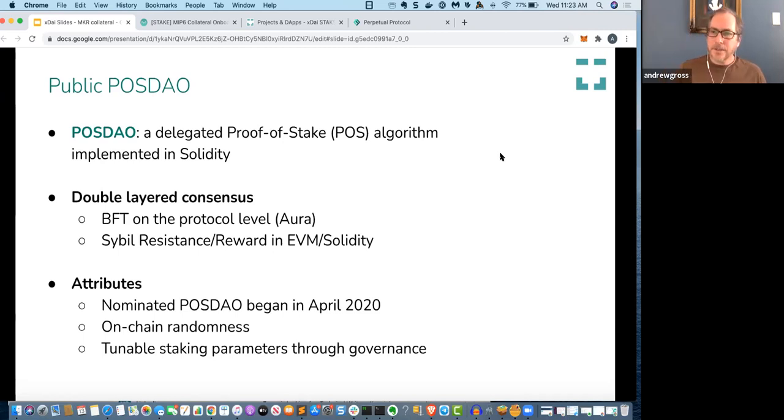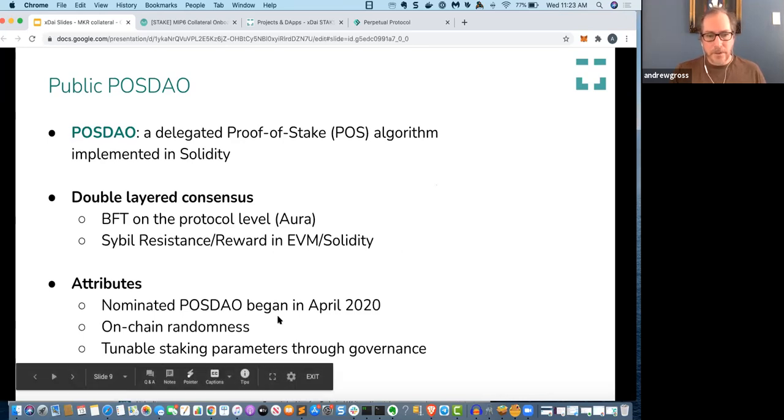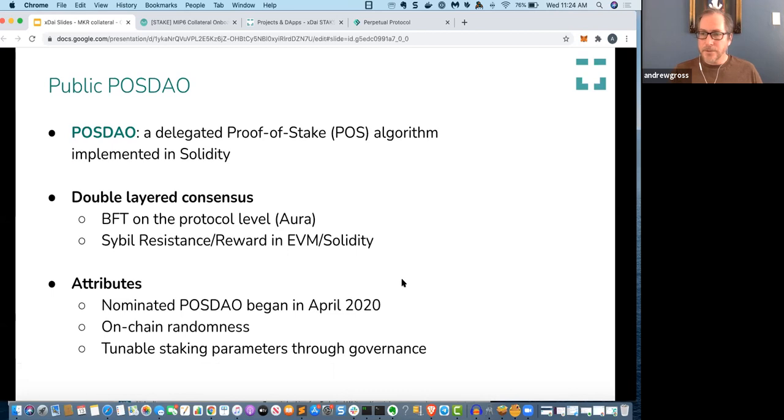And as I mentioned, this has actually been going on since April of 2020 with nominated validators, and they've been using the stake to protect the protocol. And now we've got the public delegation happening. I believe we have 135 delegates at the moment, and 15 validators. So a few other attributes of this consensus: it features on-chain randomness, and that's actually available to smart contract developers as well.